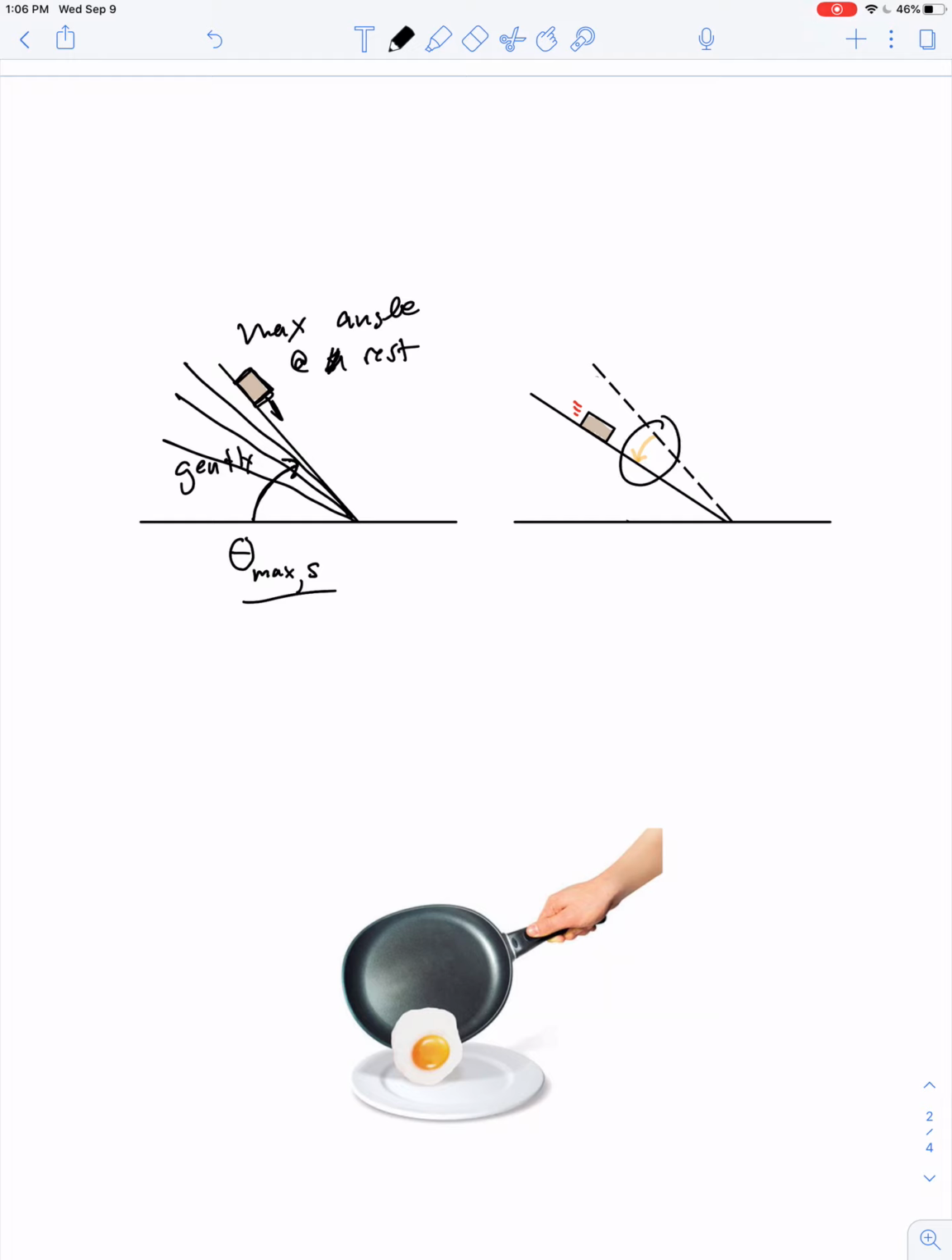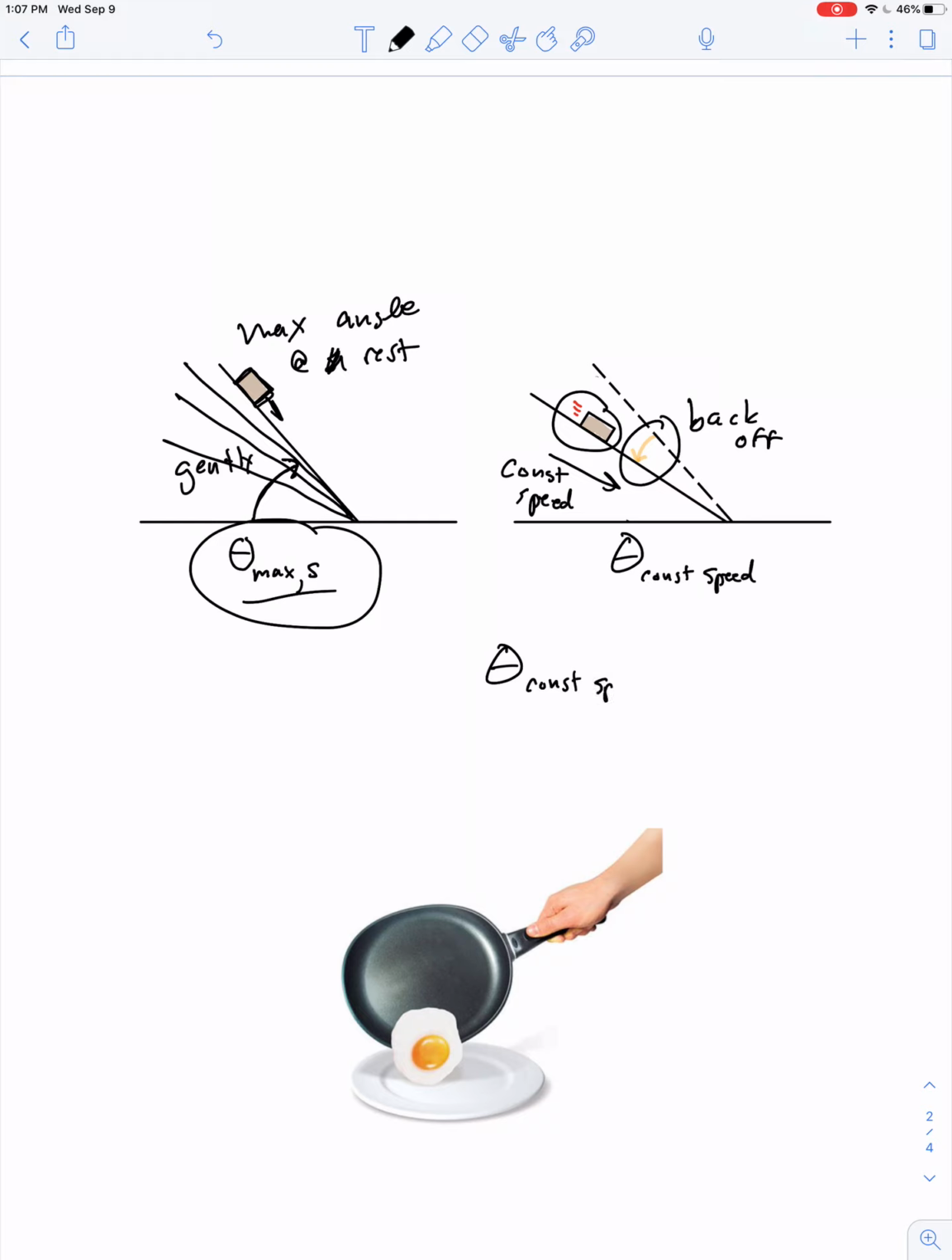So what you find is you have to back off. You have to reduce the angle in order for the block to continue to move down the ramp at a constant speed. If you kept the angle the same as the maximum static angle, the motion would be acceleration. If you reduce it a little bit, and so we find theta, what should we say? Theta constant speed, all right? Theta constant speed is always less than theta max static.